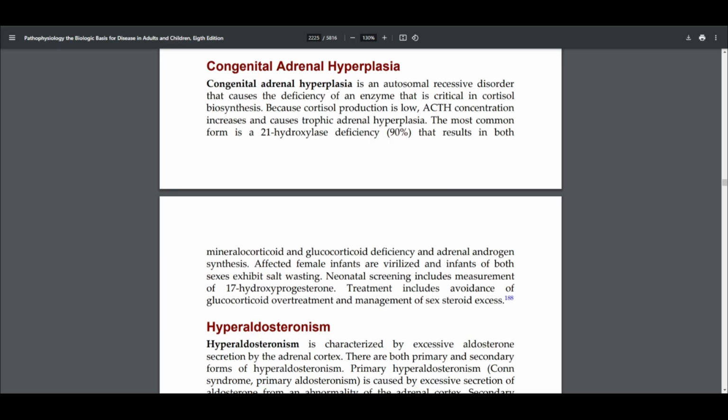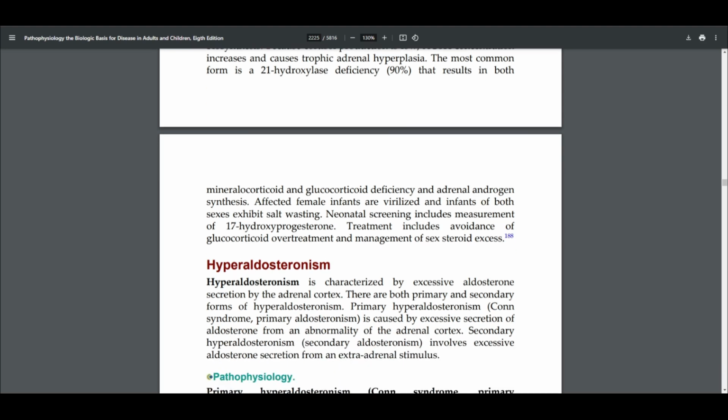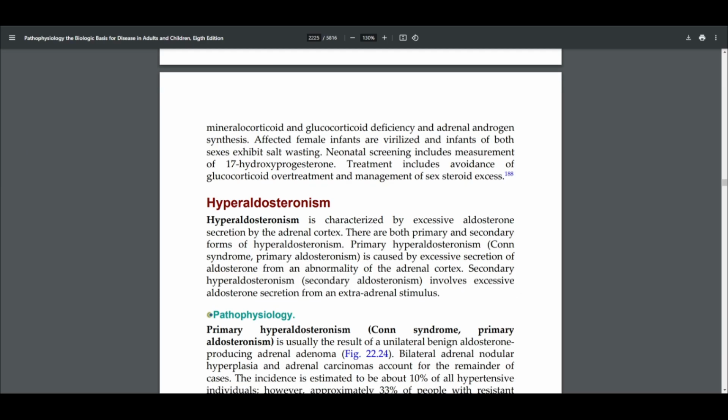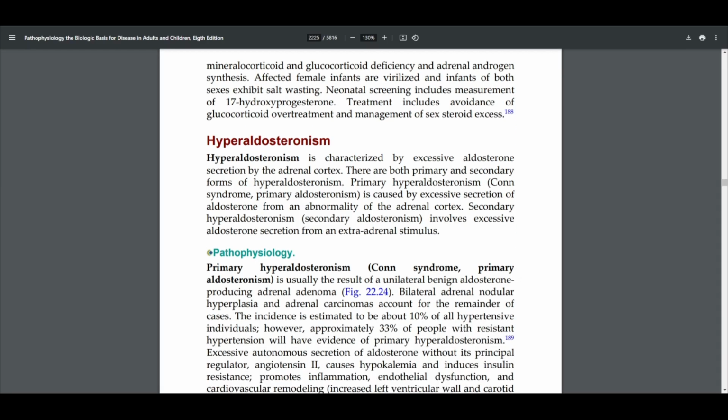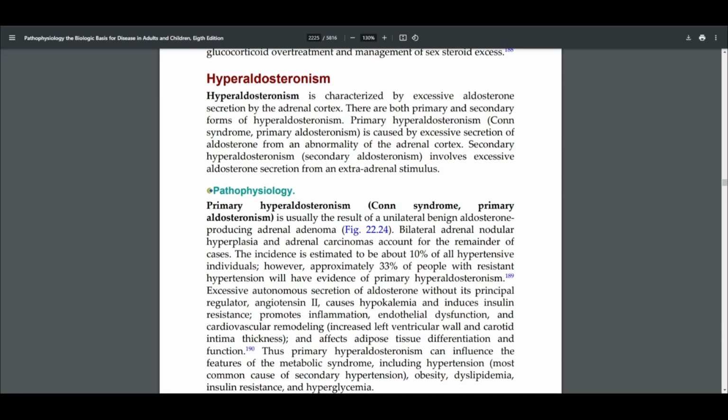That's 90%. That results in both mineralocorticoid and glucocorticoid deficiency and increased adrenal androgen synthesis. Affected female infants are virilized, and infants of both sexes exhibit salt wasting. Neonatal screening includes the measurement of 17-hydroxyprogesterone. Treatment includes avoidance of glucocorticoid overtreatment and management of sex steroid excess.